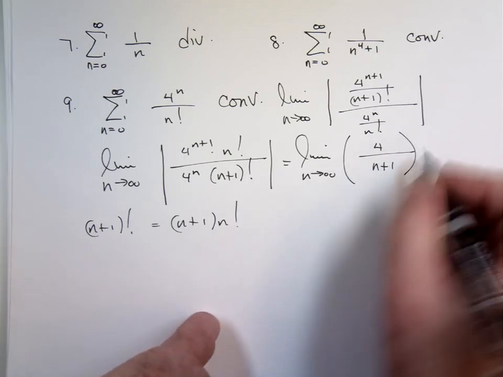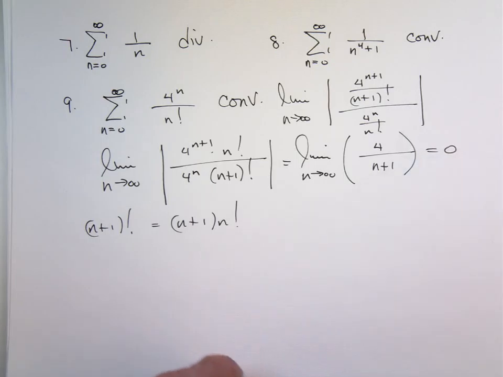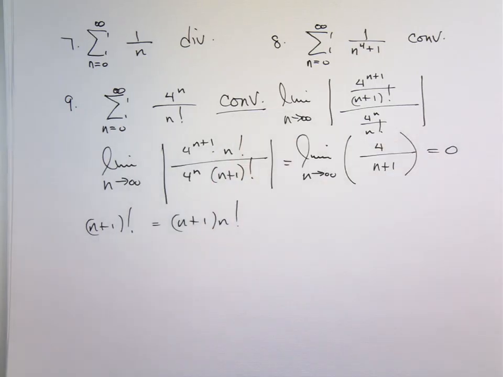This limit as n goes to infinity is 0. That's less than 1. Therefore, the series converges, which is what we said. Any questions on that? I'm not going to ask you to prove it, but that would be a proof. Okay? Number 10.